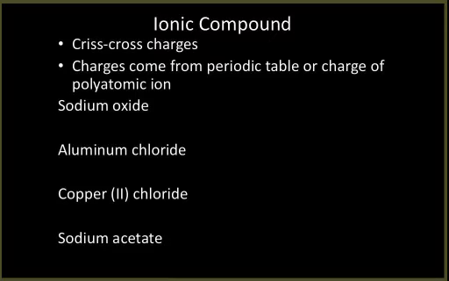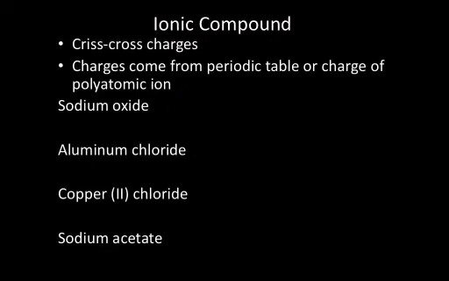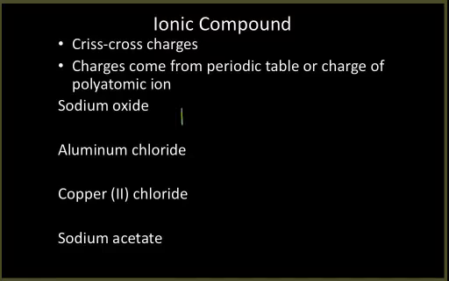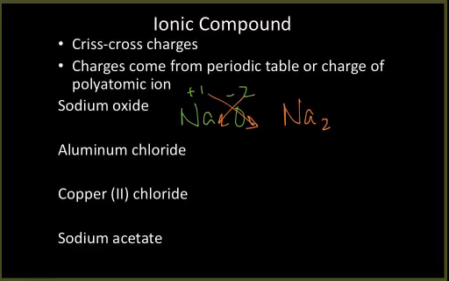So let's go through a couple examples here. We have sodium oxide. Sodium is Na, and from that periodic table we just looked at, we know that's a +1 charge. Oxide comes from oxygen, and oxygen, if we look back, is a -2. When we talk about crisscrossing, we're going to bring this down over here and this down over here. Then what that gives us is Na2O.